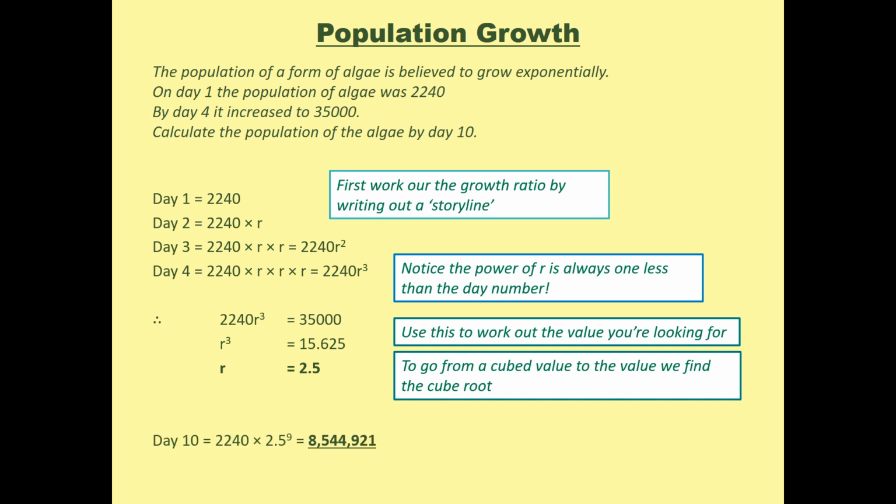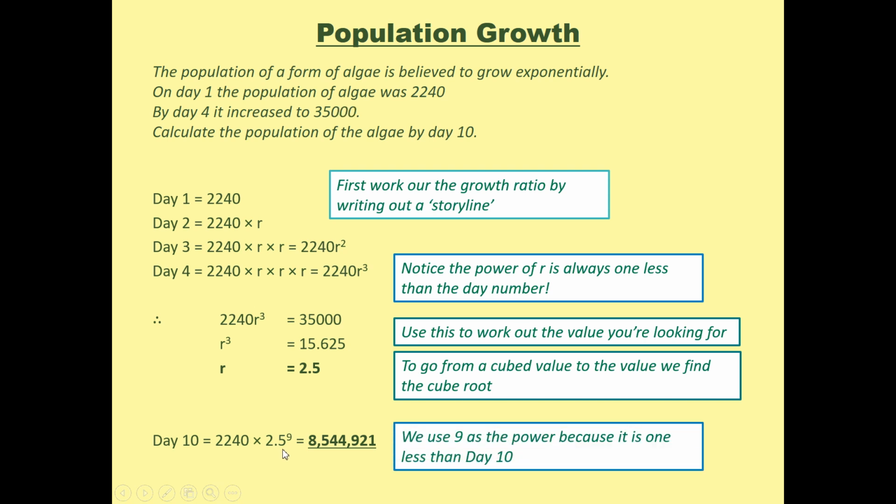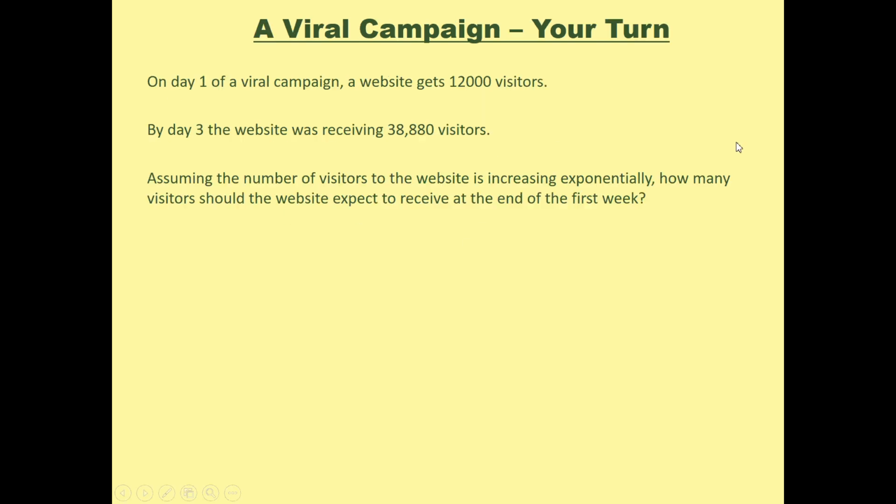So day 10, we've got 2,240 multiplied by 2.5. We're going to use power of 9, because there's 9 days after, because it's 1 day less than day 10. That means it's been multiplied by that number, 2.5, 9 times. Now there's one for you to have a go at. Again, I'll give you a slight moment just to get you to find the pause button for you to have a go before I reveal the answer.